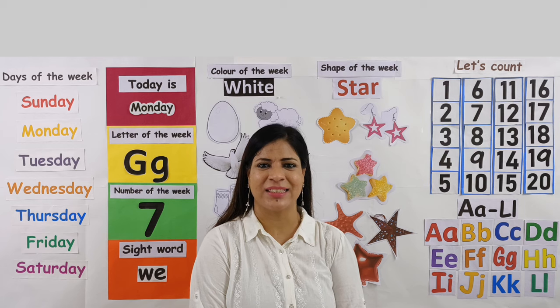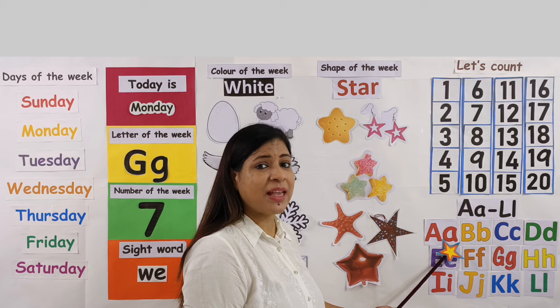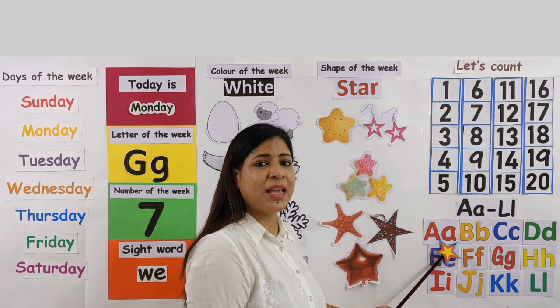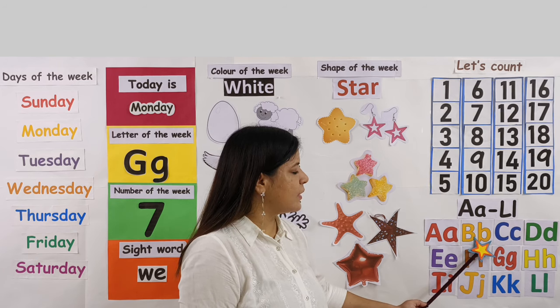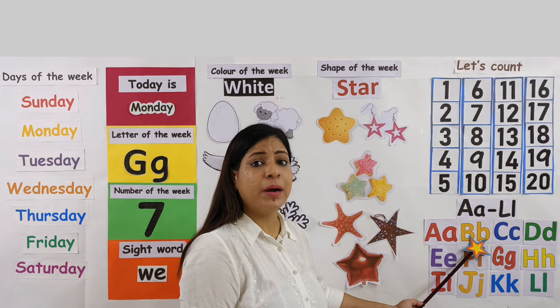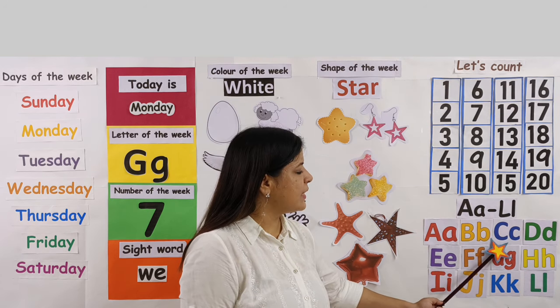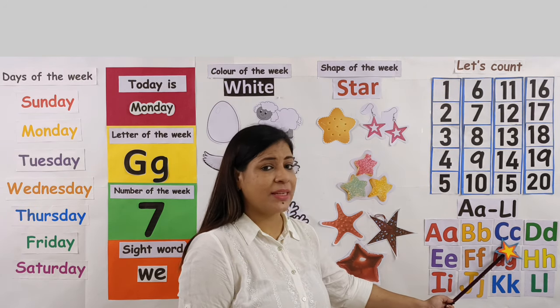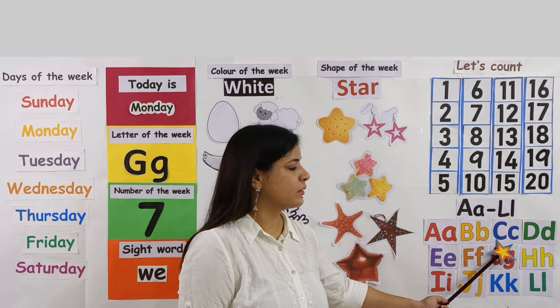Let's start. This is uppercase letter A. This is lowercase letter A. Letter A makes the sound A. This is uppercase letter B. This is lowercase letter B. Letter B makes the sound B. This is uppercase letter C. This is lowercase letter C. Letter C makes the sound K.